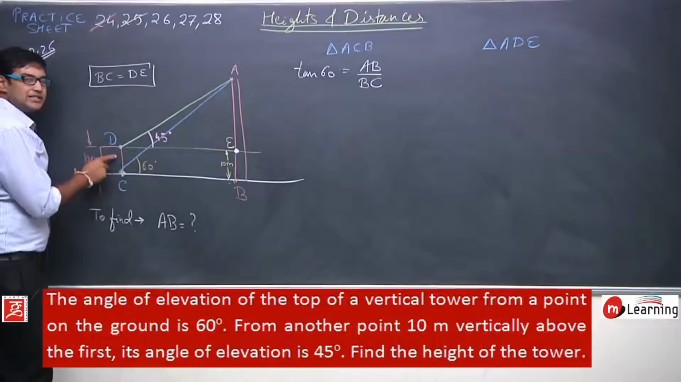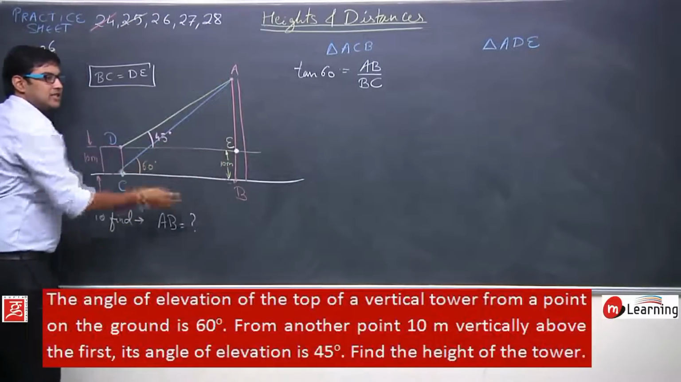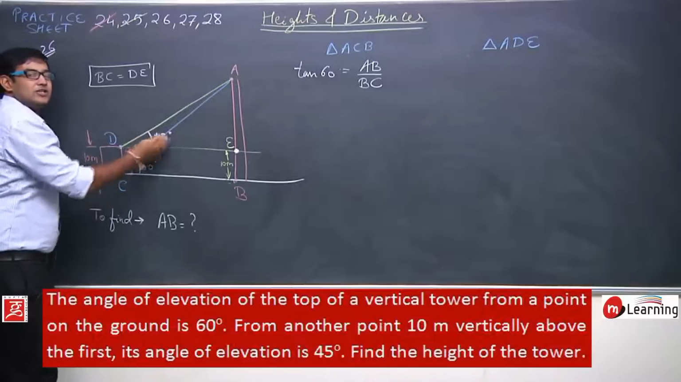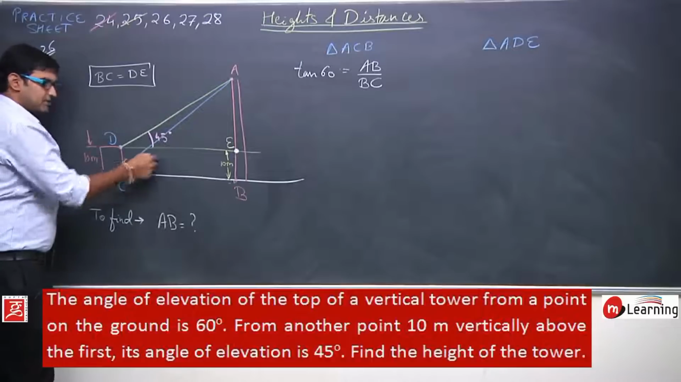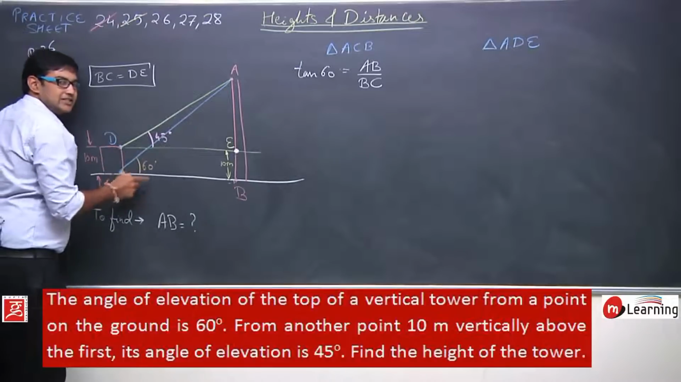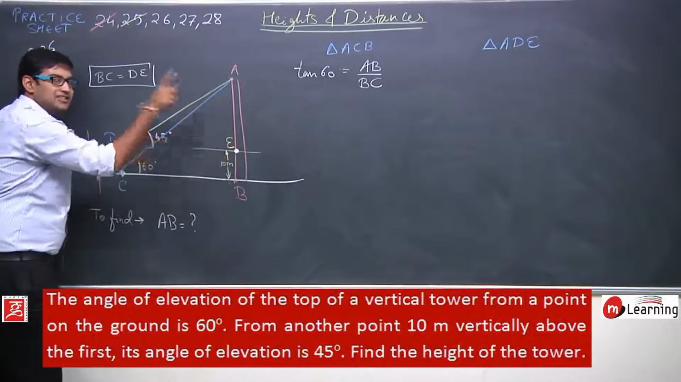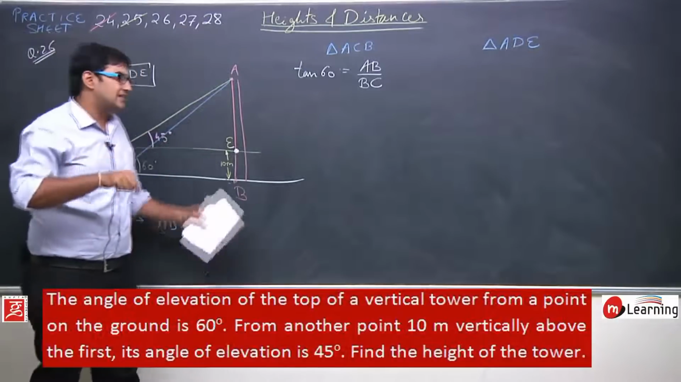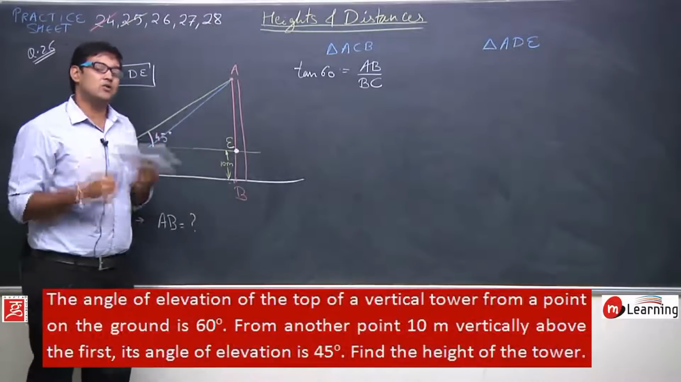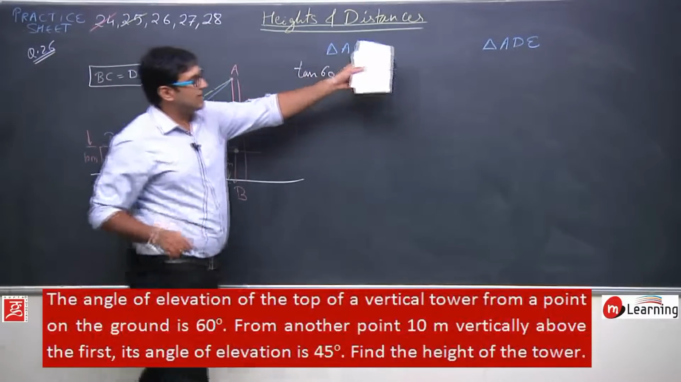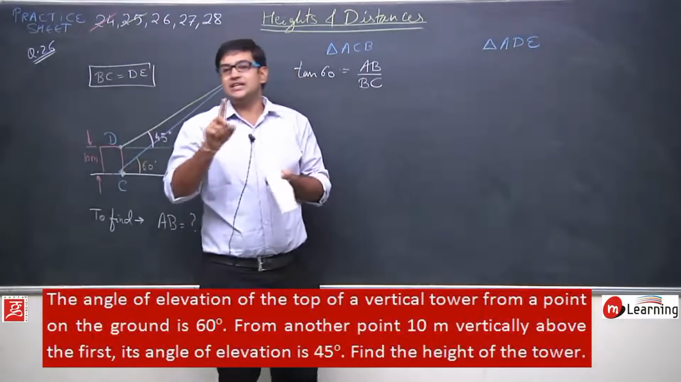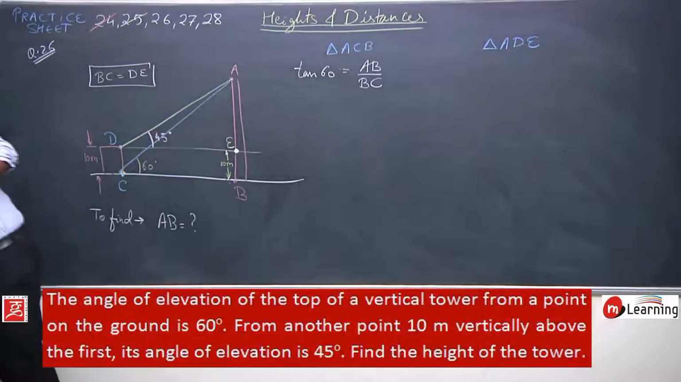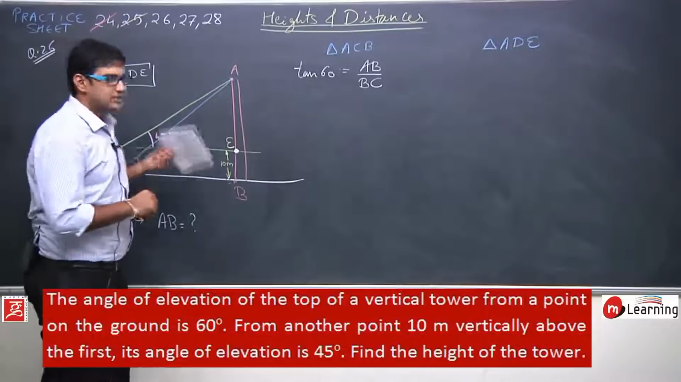Why? Because both the points are at the same distance away from this tower. This D point is just vertically above this C point. It is not shifted horizontally. It is just vertically above this C point. That's why whatever the distance this C point has from the tower, the same distance this D point also has from the tower. That's why I can say this BC and DE are equal. So I can see in both the triangles, only one side, this BC and this DE, are equal in both the triangles. That's why I can use this particular side.